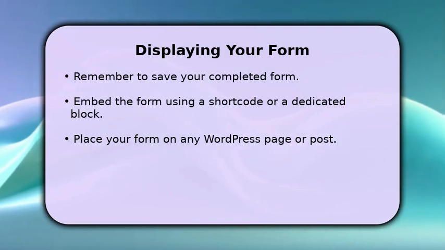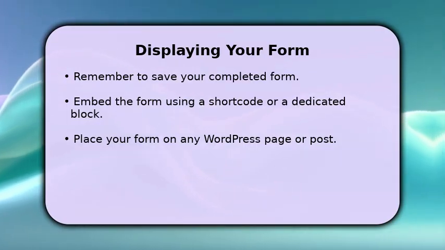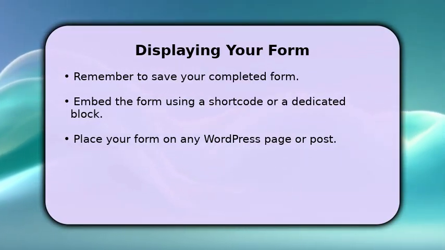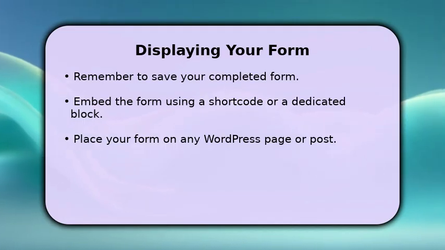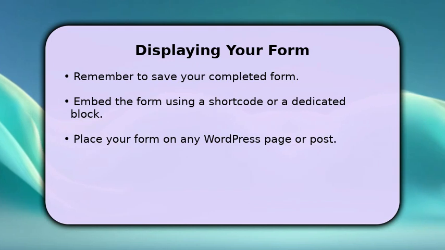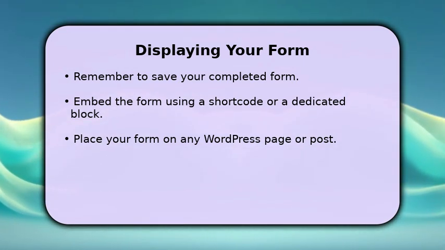Finally, once your form is perfect, you'll want to display it on your website. First, make sure to save all your changes within the Ninja Forms Builder. Then, you have a couple of easy options for embedding. You can use a simple shortcode, which you can copy and paste into any post or page. Alternatively, if you're using the block editor, there's a dedicated Ninja Forms block. Just add it and select your form.